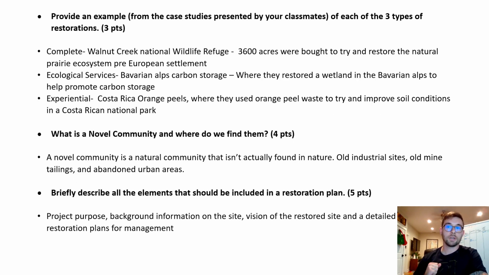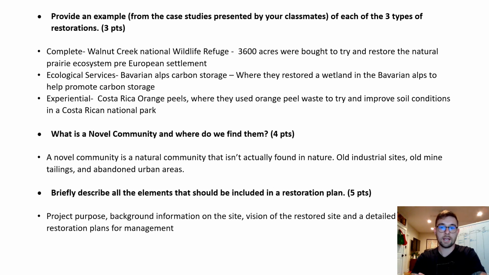Three types of restoration and some examples: complete restoration would be Walnut Creek Wildlife Refuge, where 3,600 acres were bought to try and restore the natural prairie ecosystem pre-European settlement. Ecological services restoration would be the Bavarian Alps carbon storage, where they restored a wetland in the Bavarian Alps to help promote carbon storage. Experimental restoration would be the Costa Rican orange peels, where they use orange peel waste to try and improve soil conditions in a Costa Rican national park.